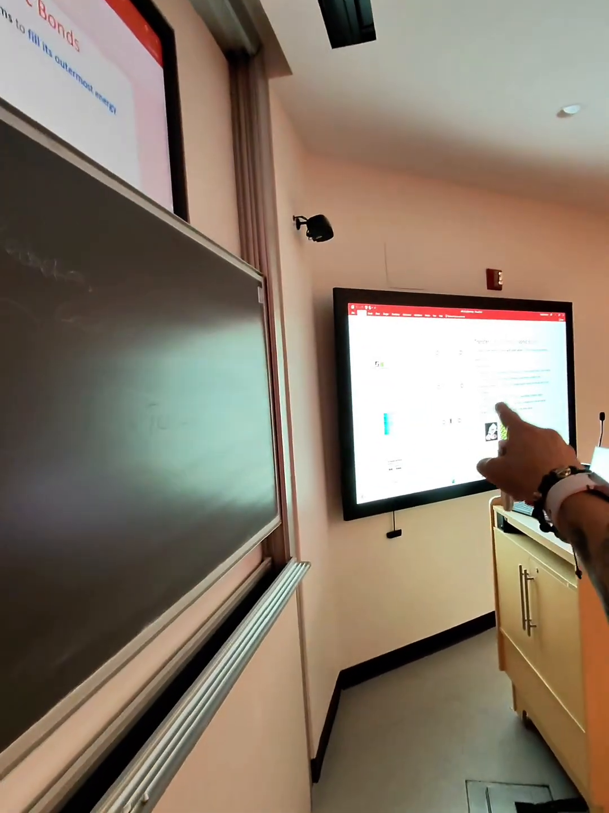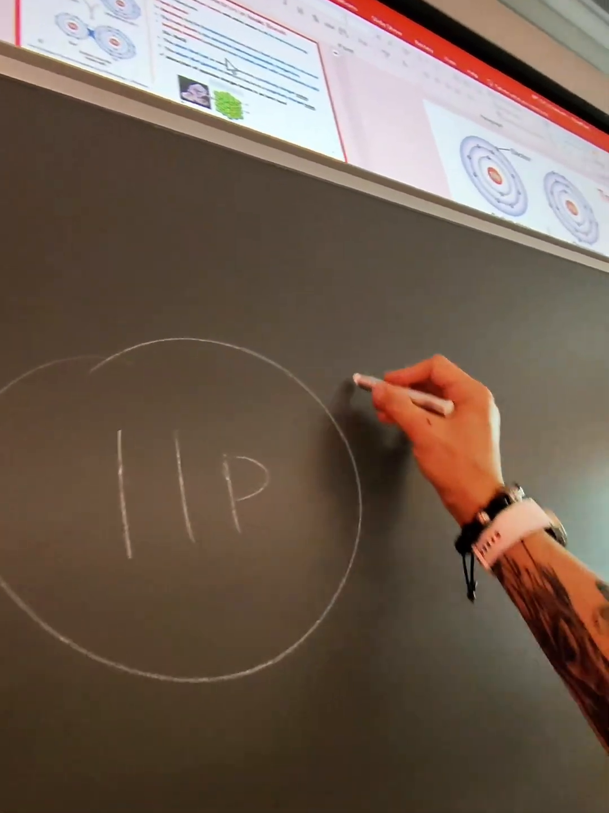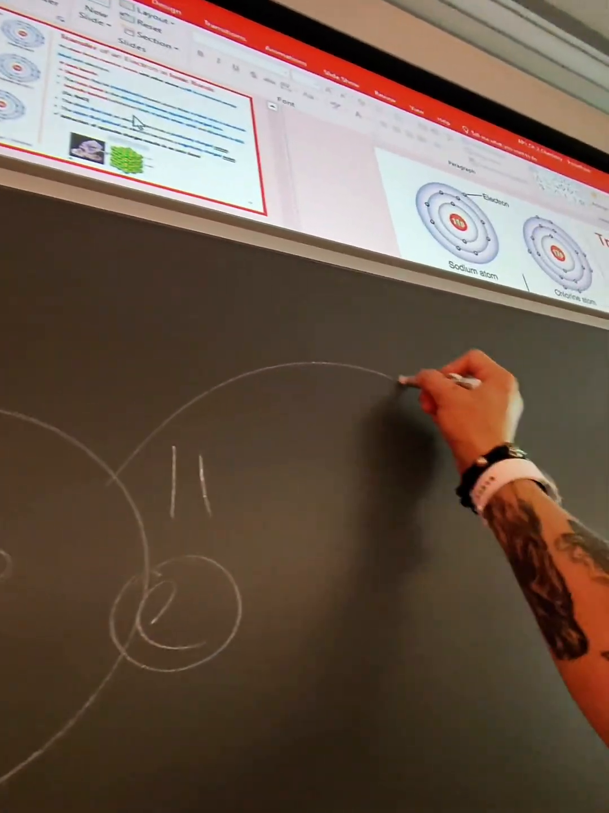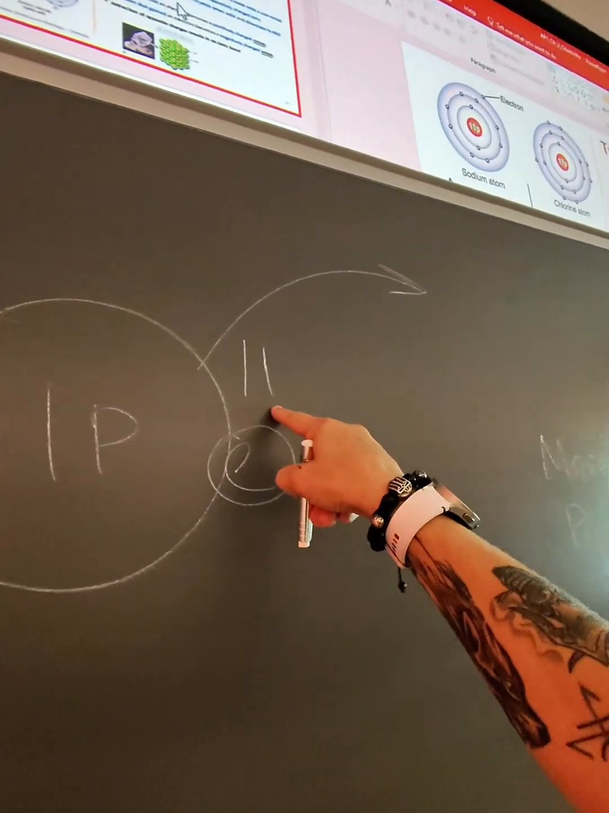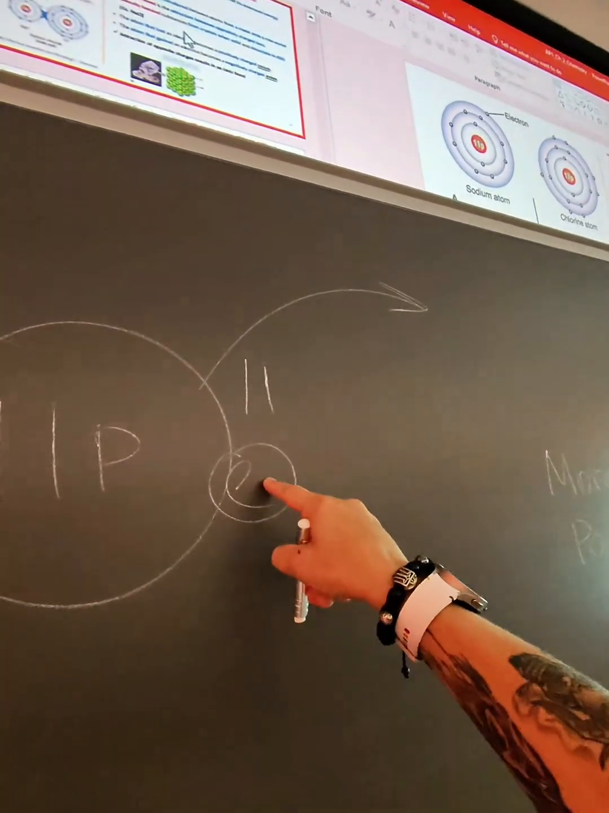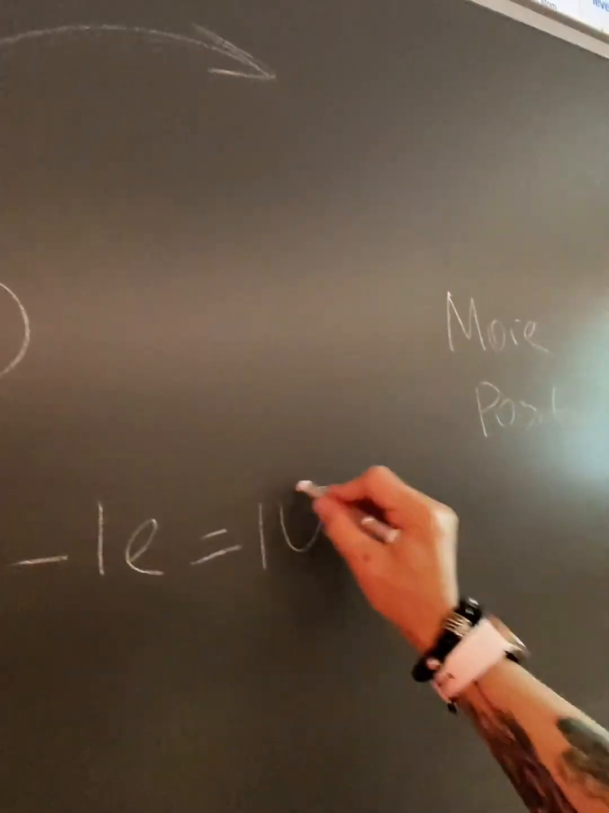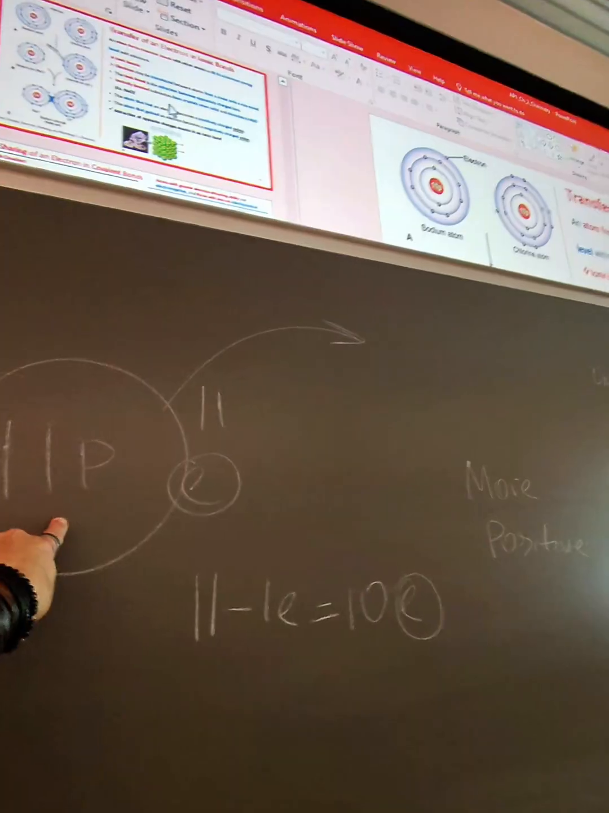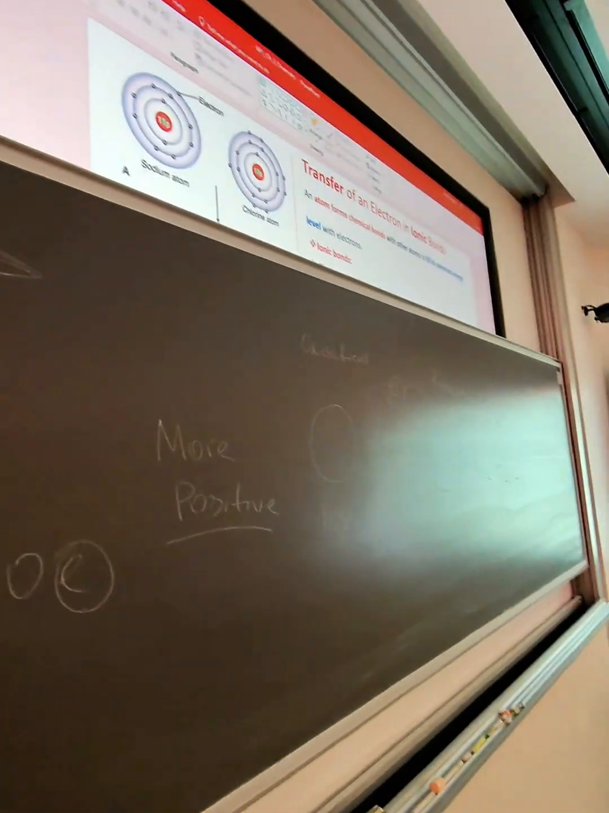In this example of sodium and chloride, let's say sodium has 11 protons and has 11 electrons. Sodium loses an electron. So now it's 11 minus 1 electron, which equals 10 electrons. So it has more protons. If it has more protons, it is considered more positive.